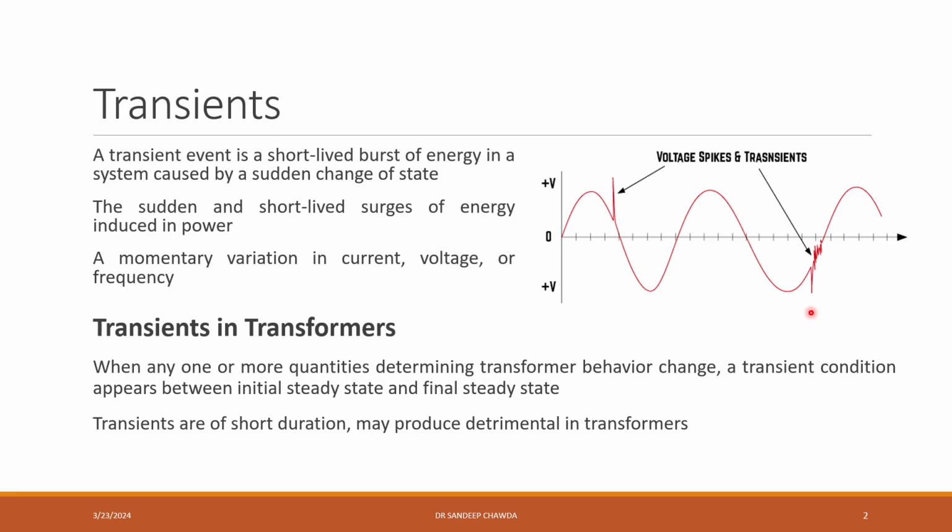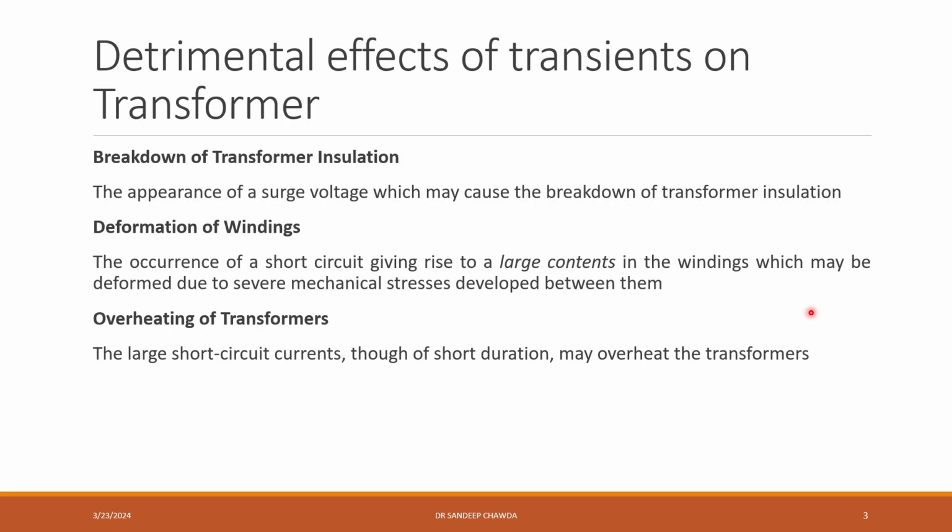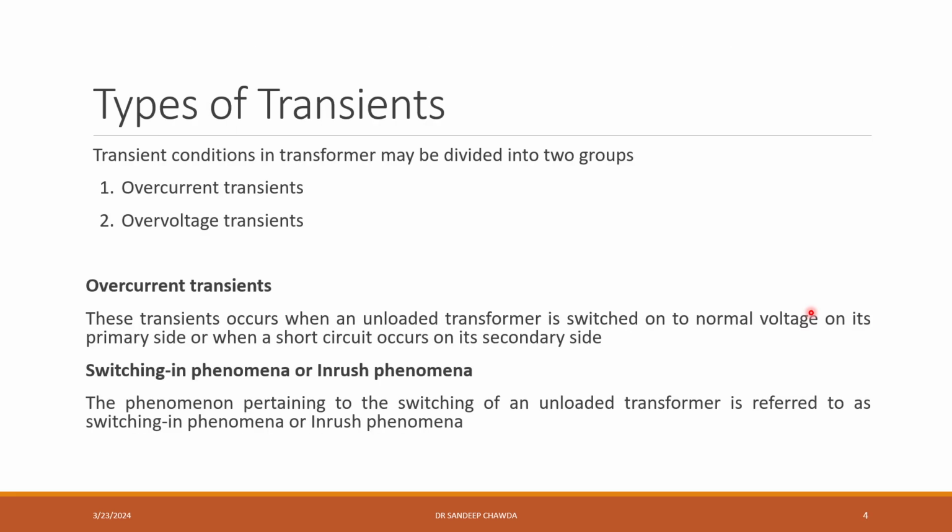One thing should be remembered, that these transients are of short duration which has certain detrimental effect. It is responsible for breakdown of transformer insulation. There is possibility of deformation of winding and overheating of transformer due to transients. The transients can be classified into overcurrent and overvoltage transients. Our focus would be on overcurrent transient.